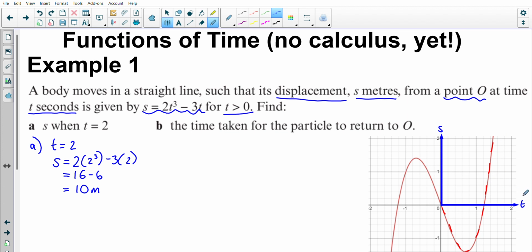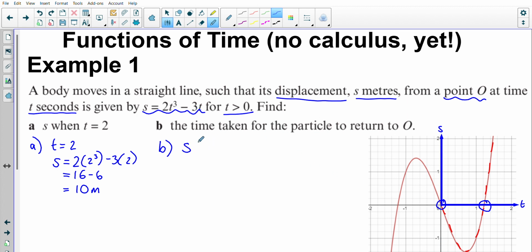So this body is starting from a point O, and we're wanting to know in B the time taken for the particle to return to O. Well, here at time equals 0, it is at O because the displacement is 0. Now it travels away from the starting point, and then it returns back to the starting point when s is 0 again there. So I want to know what that time is, and it looks a little bit after 1.